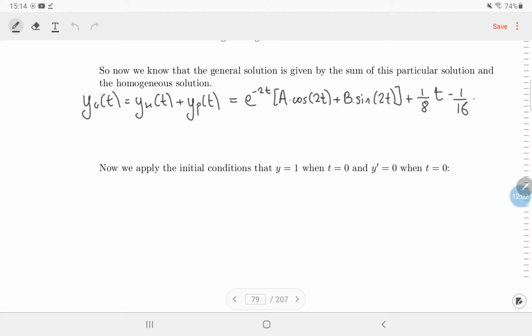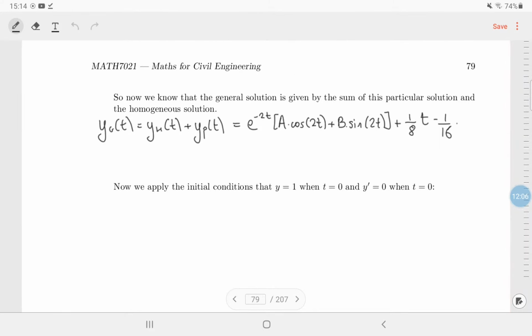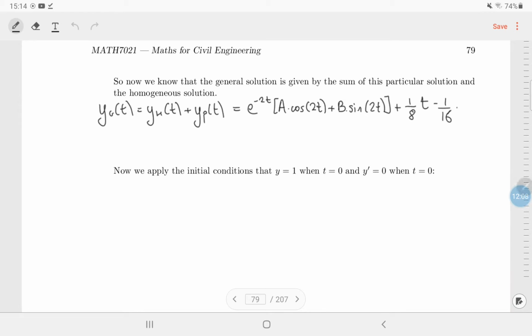Now, what I'm going to do is differentiate the general solution up here, just so I have space. It's going to be a little bit nasty. I'm going to go way over to the left. So, the derivative of the general solution.